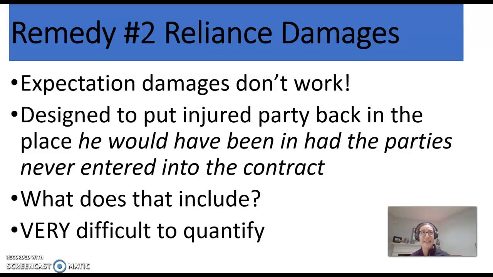So what does he get back? Well, he really gets back the money that he spent on materials and supplies. Does that seem not fair to you? You're right. Reliance damages are not perfect. They're very difficult to quantify, and they're very difficult because they usually don't put the plaintiff, the injured party, where he wanted to be. Definitely, George would have made more money.